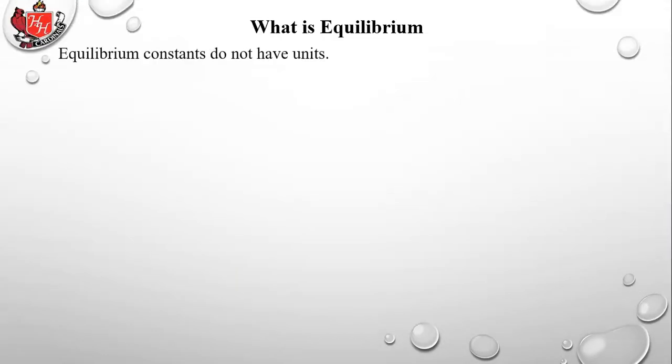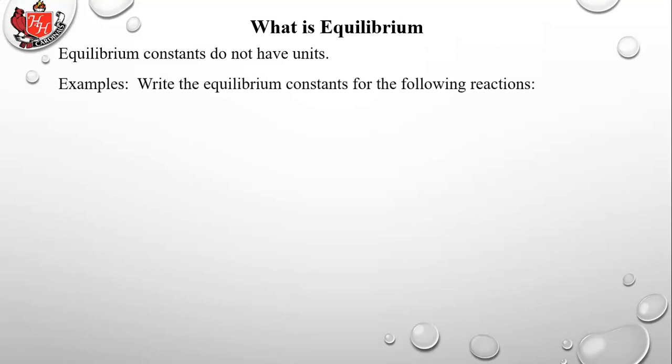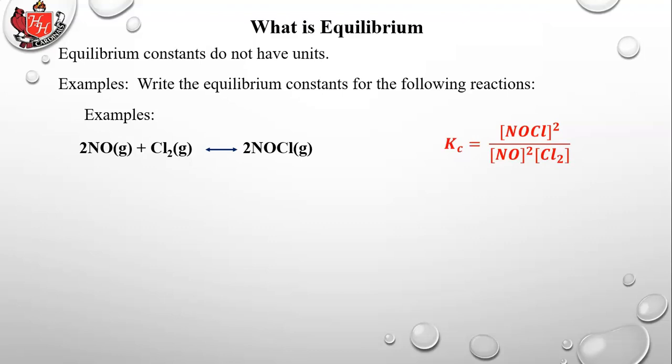Equilibrium constants do not have units. Examples: write the equilibrium constants for the following reaction. So go ahead and see if you can do this. You can maybe just do it in your head. You're going to end up with the equilibrium constant, and this is concentrations, is NOCl, and the coefficient of 2 in front of NOCl becomes an exponent. And then on the left side you have 2NO, so that becomes NO with an exponent of 2, and Cl2, and that has a coefficient of 1, so its exponent becomes 1. So you turn the coefficients into exponents.